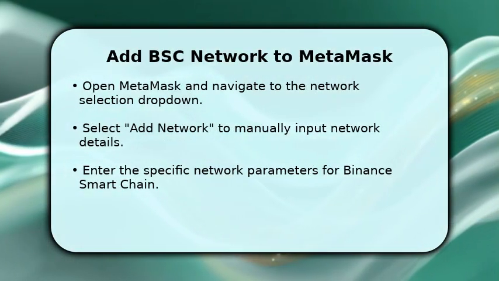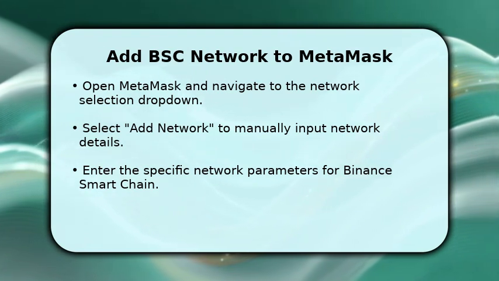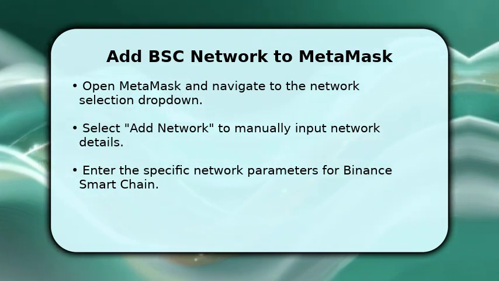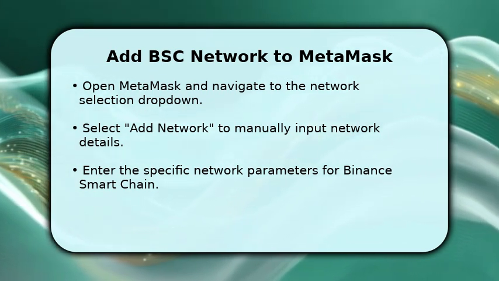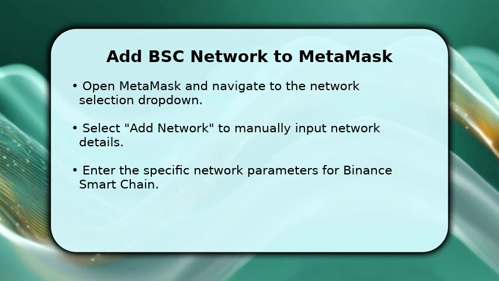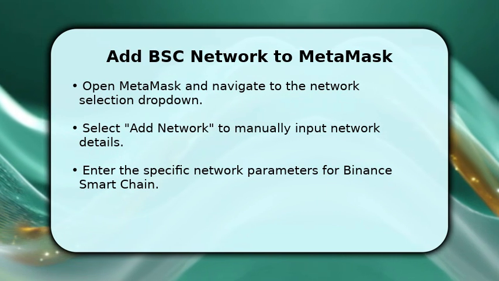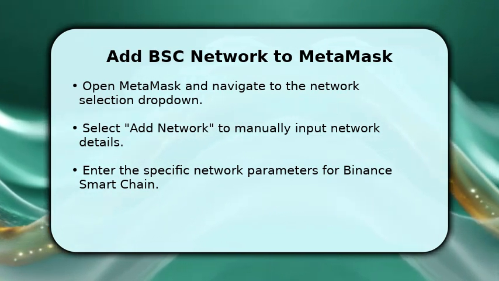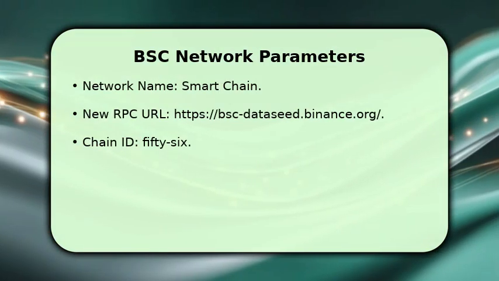To add the Binance Smart Chain network, open your MetaMask wallet and click on the network drop-down at the top. Choose Add Network from the options. You will then be prompted to enter several pieces of information, including the network name, new RPC URL, chain ID, currency symbol, and Block Explorer URL. These details are crucial for MetaMask to correctly connect to the Binance Smart Chain. Here are the exact details you'll need.